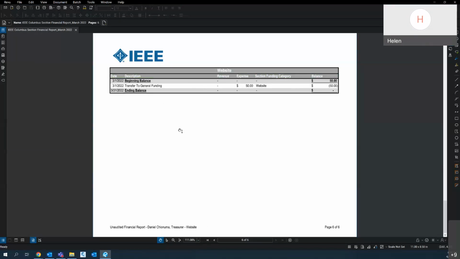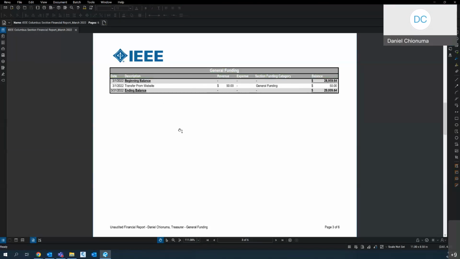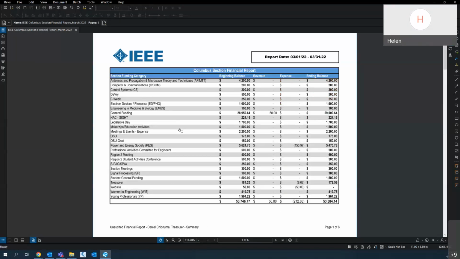Have you received a request from the OSU student treasurer for the $500? Nope. We may have to send them the form. So if you can send it to Haley, then she can forward it to the treasurer. Okay. All right. Thank you, Daniel.